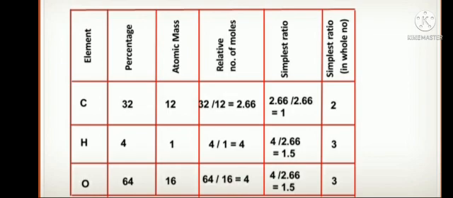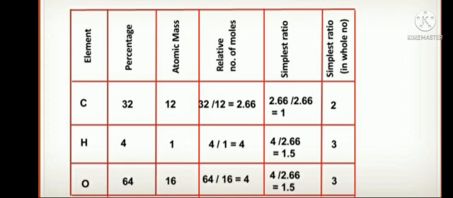In the third column, we have to substitute the atomic masses of the elements. Atomic mass or molar mass. Atomic mass of carbon is 12. Atomic mass of hydrogen is 1. Atomic mass of oxygen is 16. In the third column, we have to substitute the atomic mass of the element.